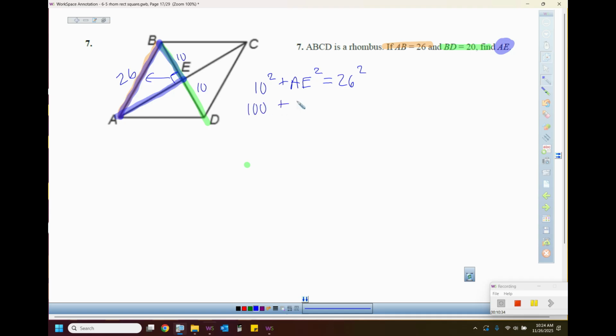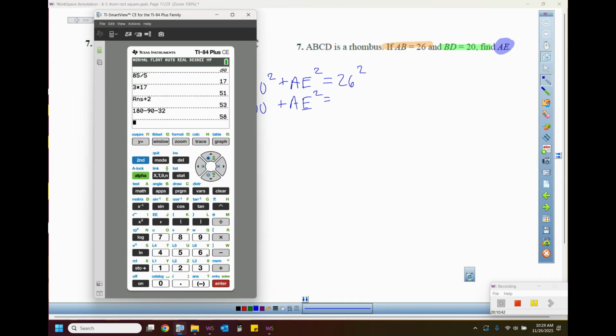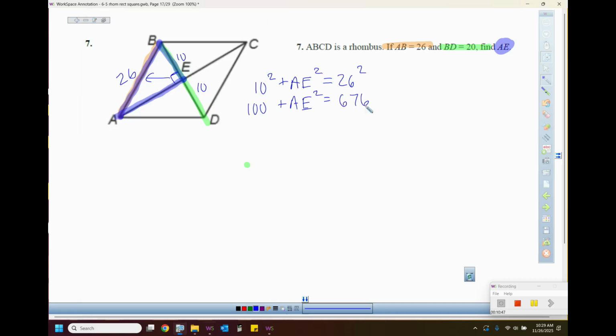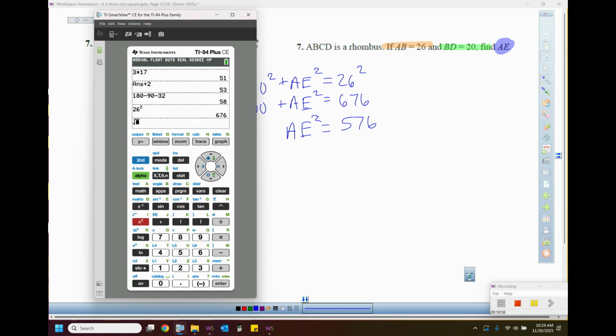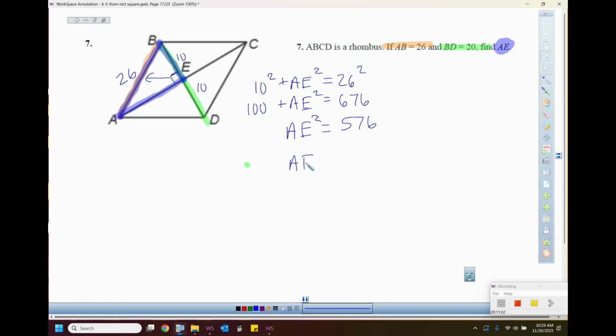Well, I know 10 squared is 100. But 26 squared, I'm going to punch that in. All right, so 26 to the second, that's 676. And then I need to subtract 100 away. So that will be 576. And then to get rid of that square, remember we will square root. So I need the square root of 576. And the distance from A to E is 24 in that case.